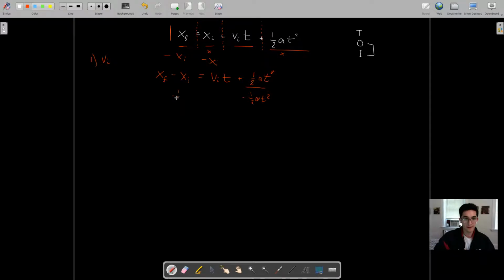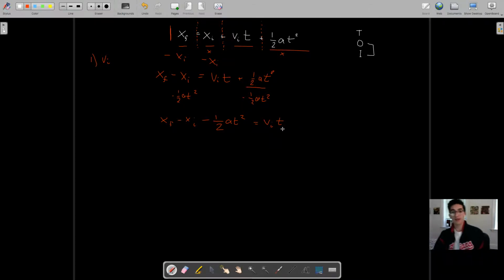Okay, so once we do that, our equation is going to look like this. We're going to have x final minus x initial minus 1/2 a t squared, okay, is equal to v initial times t. Okay, so now we're almost done here. We almost have v initial on its own. We just have that pesky little t.